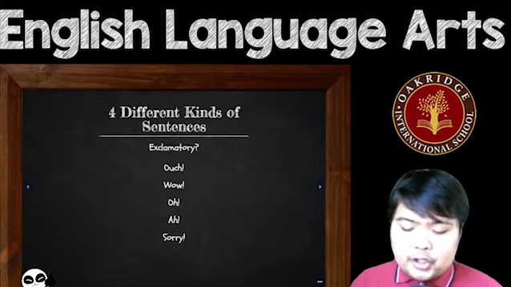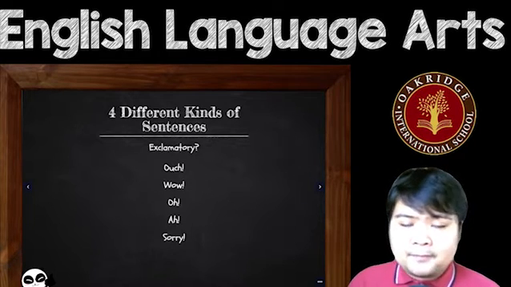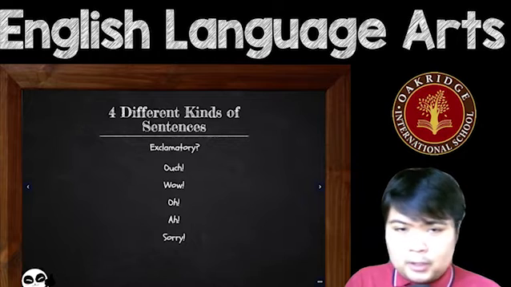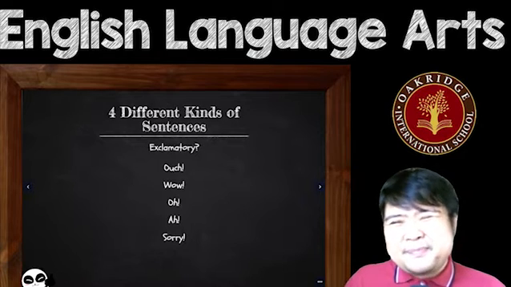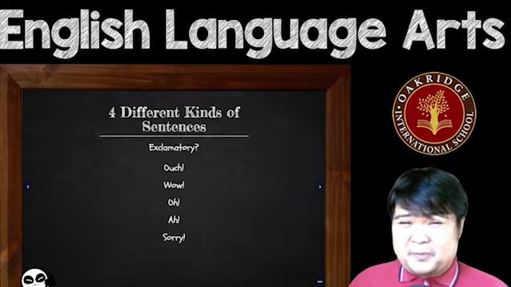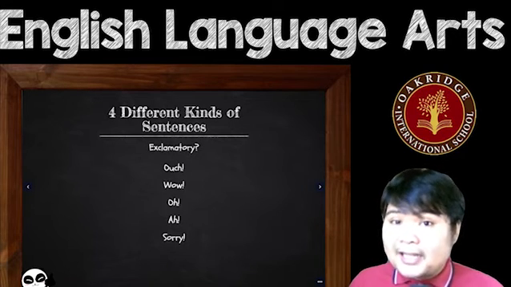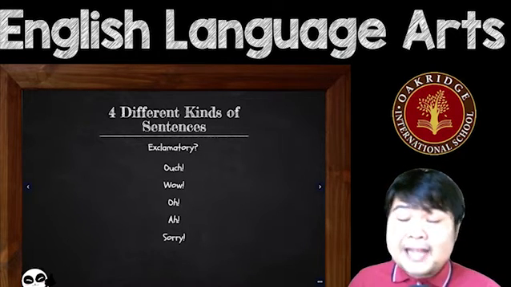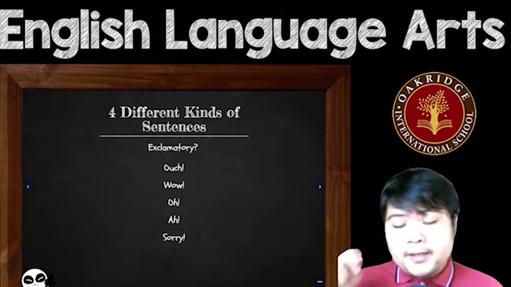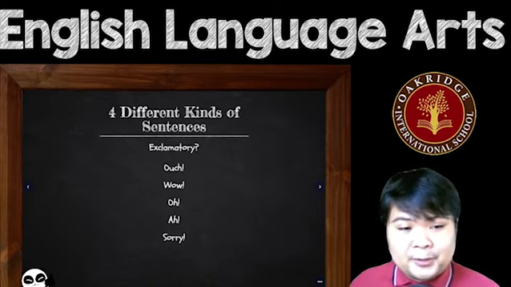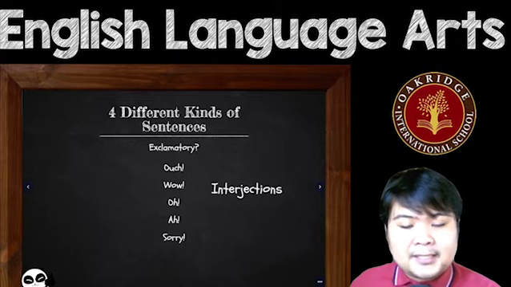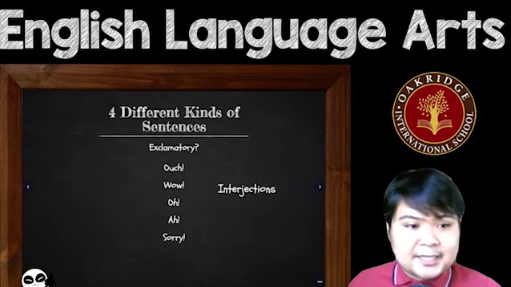Remember, sentences should be a group of words with a subject and a predicate. Is this a group of words? No, they're not. You might say, Sir Vince, maybe they're just like imperative sentences with invisible subjects. Well, let me tell you this, kids. These are not imperative sentences with invisible subjects. No, no, no. Rather, kids, what you call these are called interjections.